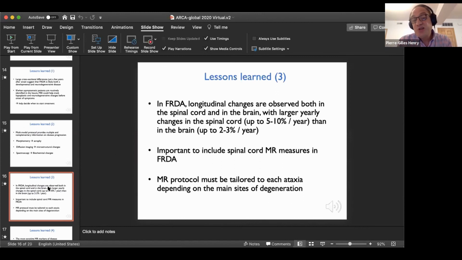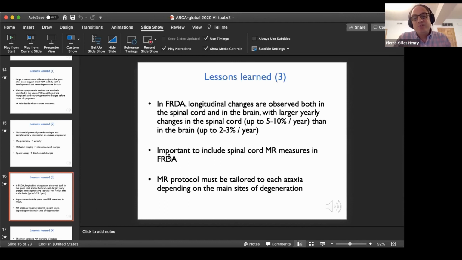We also observe changes in the brain that I did not show here, but the changes in the spinal cord in Friedreich's ataxia tend to be larger, up to 5–10% per year, than in the brain, which can be 1–3% per year maximum. I remember this is an early stage cohort, so we don't know yet if this applies to later stage.